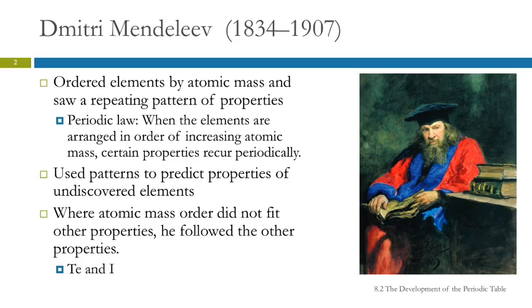So he used the patterns that he observed to predict elements that had not been discovered yet. There were a couple of places where the atomic mass order didn't fit with other properties, and so he followed the other properties. An example of this is tellurium and iodine. If you look up here on the periodic table, the masses are increasing as we go across, but tellurium has a mass of 127.6 and iodine's is 126.9. So they are out of mass order, but they are in the correct position based on the properties that they share with the elements above and below.